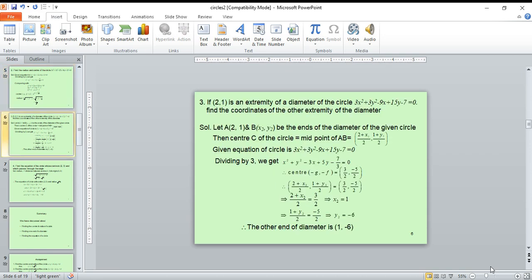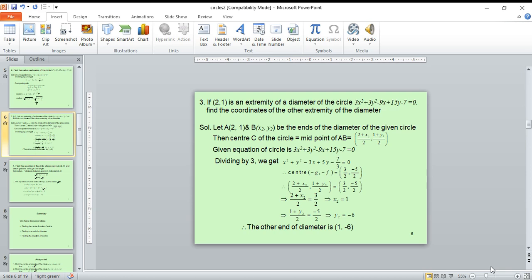Next question. If (2, 1) is an extremity of a diameter of the circle 3x square plus 3y square minus 9x plus 15y minus 7 equal to 0, find the coordinates of the other extremity of the diameter. One extremity is given, we have to find out the other extremity of the diameter.